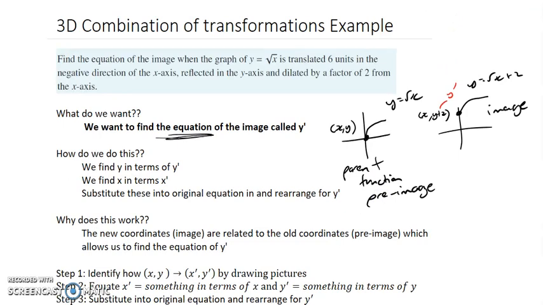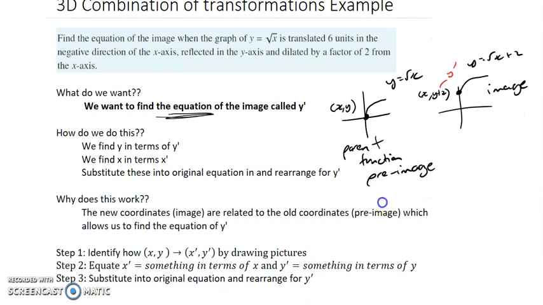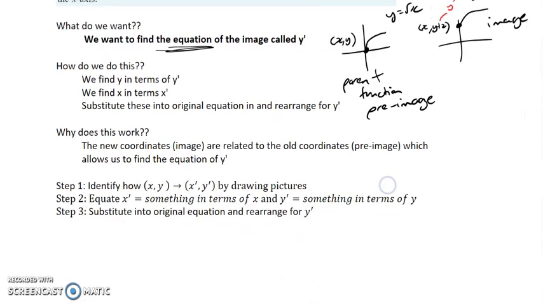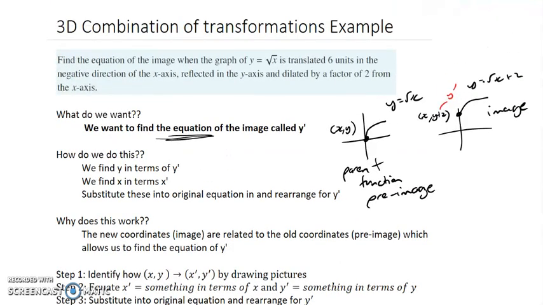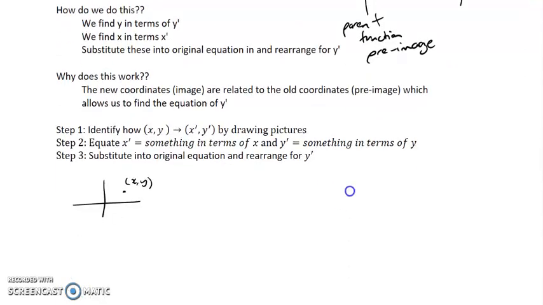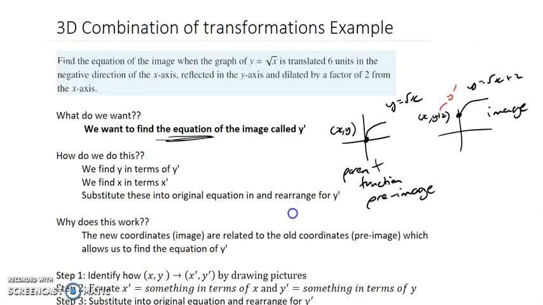So every single xy coordinate is first translated 6 units in the negative direction of the x-axis. So here's some point on the graph, and every single xy coordinate has been translated 6 units in the negative direction of the x-axis. So negative direction of the x-axis going this way. So maybe it goes to here now. So it's x minus 6, and the y value stayed the same. Okay, that was the first thing that happened.